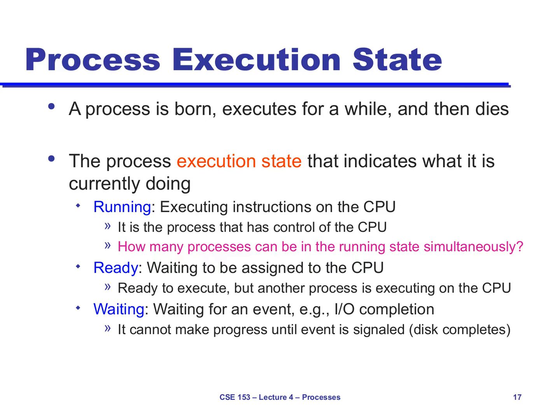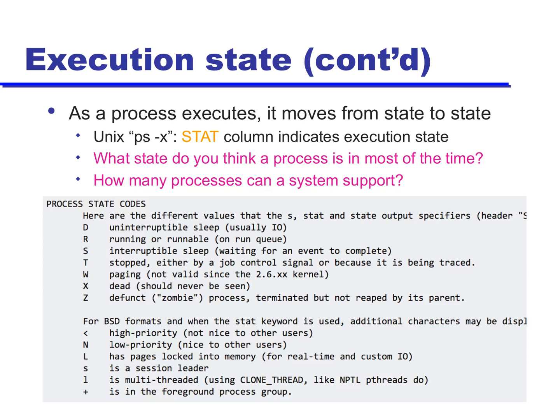A process exists in various execution states, running, ready, and waiting, reflecting what it is currently doing in relation to the CPU and system events. As a process executes, its state changes. The Unix ps command reflects this in the stat column.